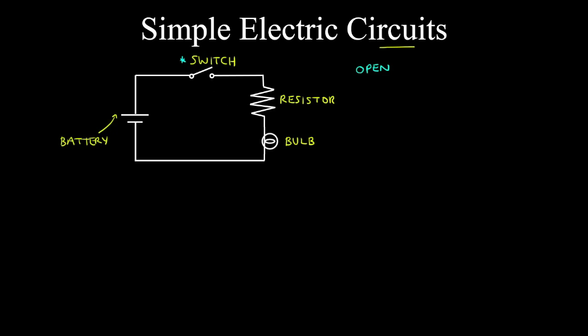And in contrast, if we close this switch, then we get a closed loop. So this closed circuit creates a pathway for charges to flow. So in this case, when the circuit is closed, current would flow through this light bulb and it will light up.